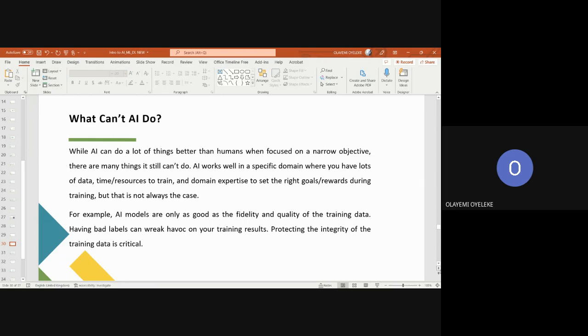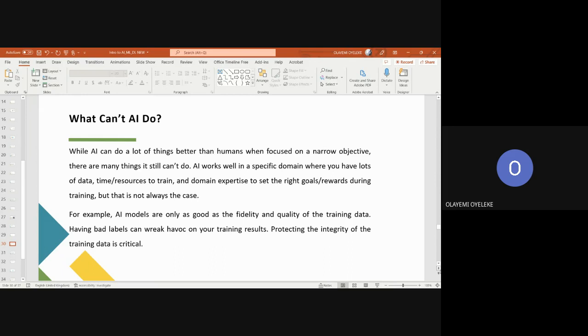Protecting the integrity or the quality of your training data is critical, because this is what they learn from. Once that training data is not processed, when you didn't take time to go through the data processing class that we did, you will see that anything you do and call results at the end of the day will just be a mess. You have only wasted your time.